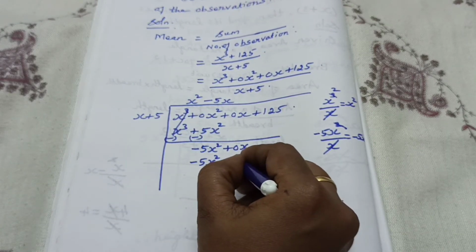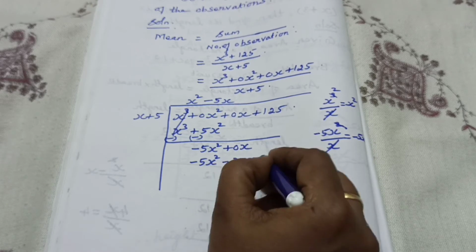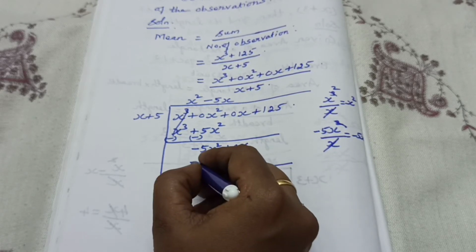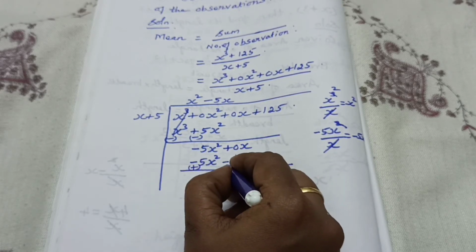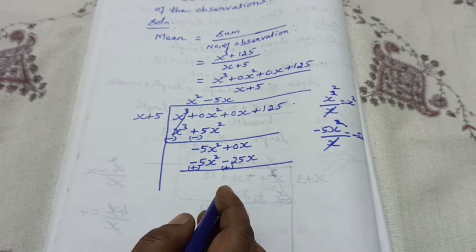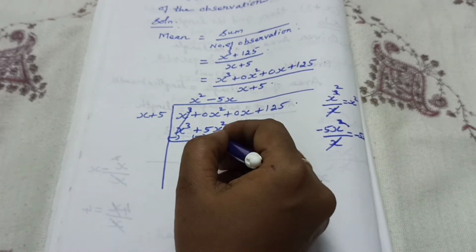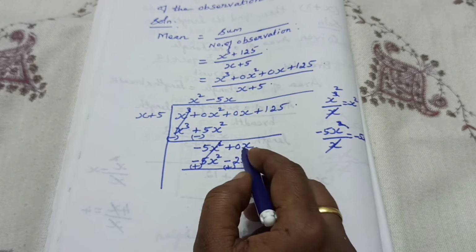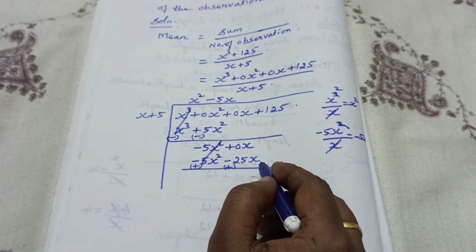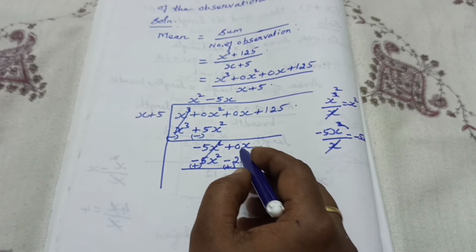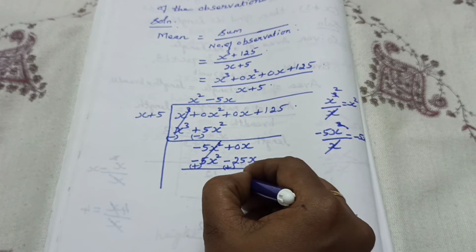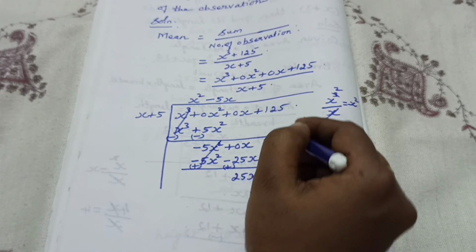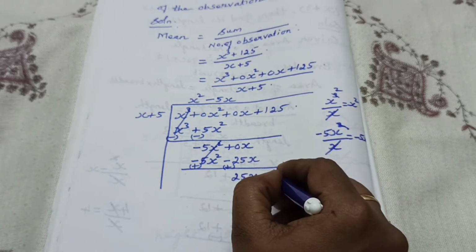Then minus 5x into 5 is minus 25x. Then subtract, the sign will change: minus becomes plus. Then we can cancel this one. 0x plus 25x. That means what we will get? 25x. Then the last term we have to bring down.